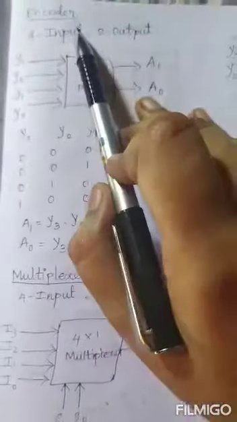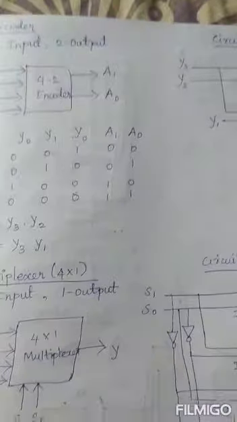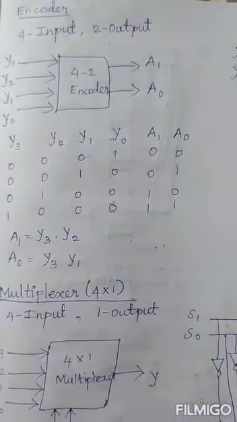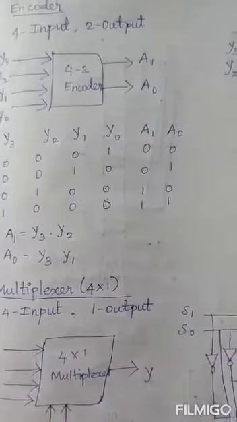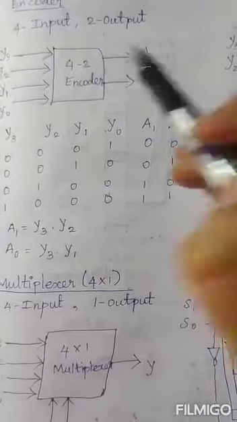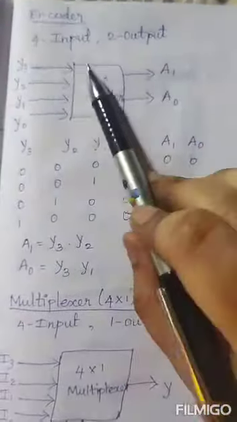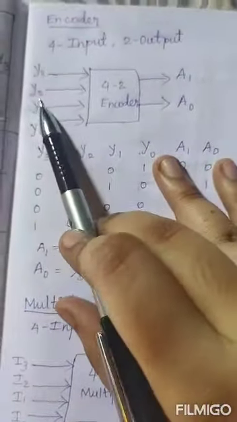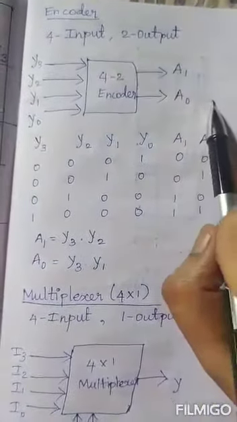The second topic we are going to see next is encoder. In this encoder we have 4 inputs and 2 outputs. But in decoder we had only 2 inputs and 4 outputs. It is the reverse of the decoder. In encoder we have 4 inputs and 2 outputs. So this is the normal circuit diagram: 4 inputs, mentioned as Y3, Y2, Y1, Y0, and 2 outputs A1, A0.